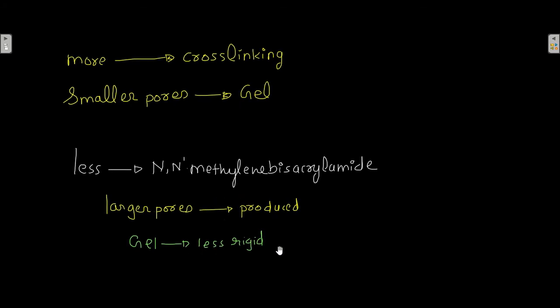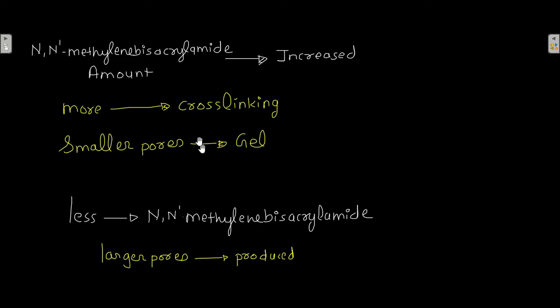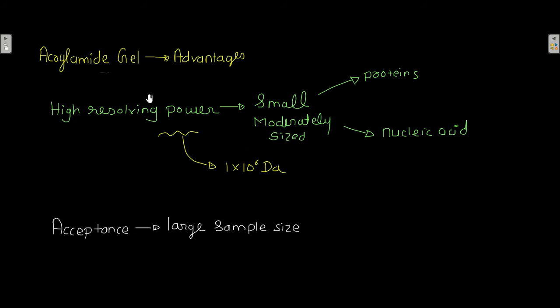So if you are adding a small amount of methylene bis acrylamide, then larger pores will be produced, but the gel will be less rigid, so you have to handle it properly. And if you are adding a large amount of methylene bis acrylamide, then more cross-linking will take place and the pore size will reduce. Now let's see some advantages of using the polyacrylamide gel.